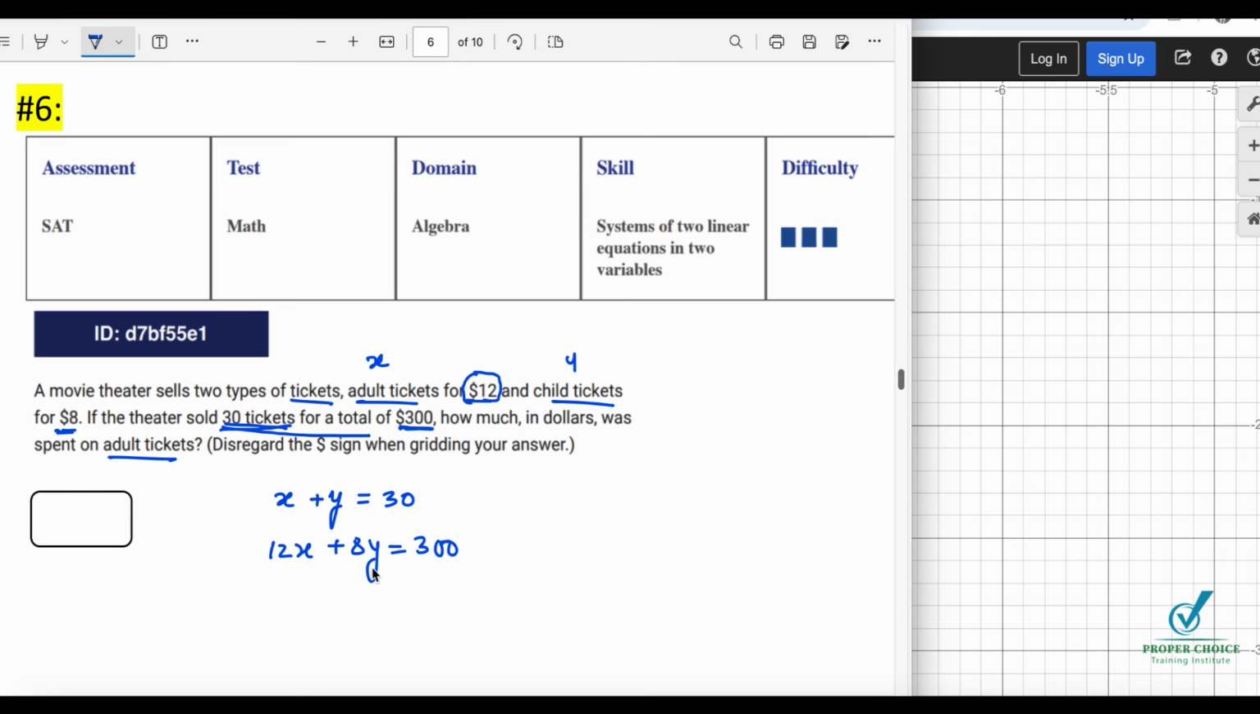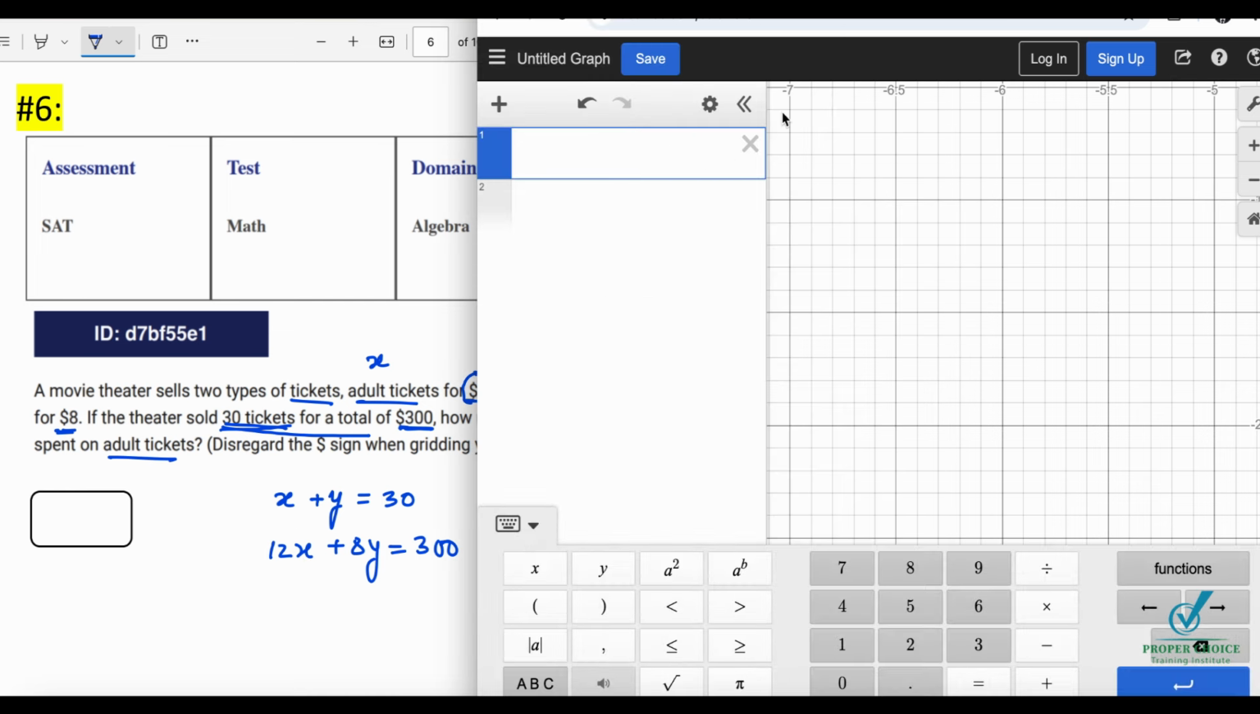It's a system of equations in two variables. Once you create it, rush to DESMOS, type it and find the values of X and Y. But the question is asking what amount they earned, not just how many tickets they sold. So type it. It's going to be X plus Y equal to 30, and 12x plus 8y equal to 300.